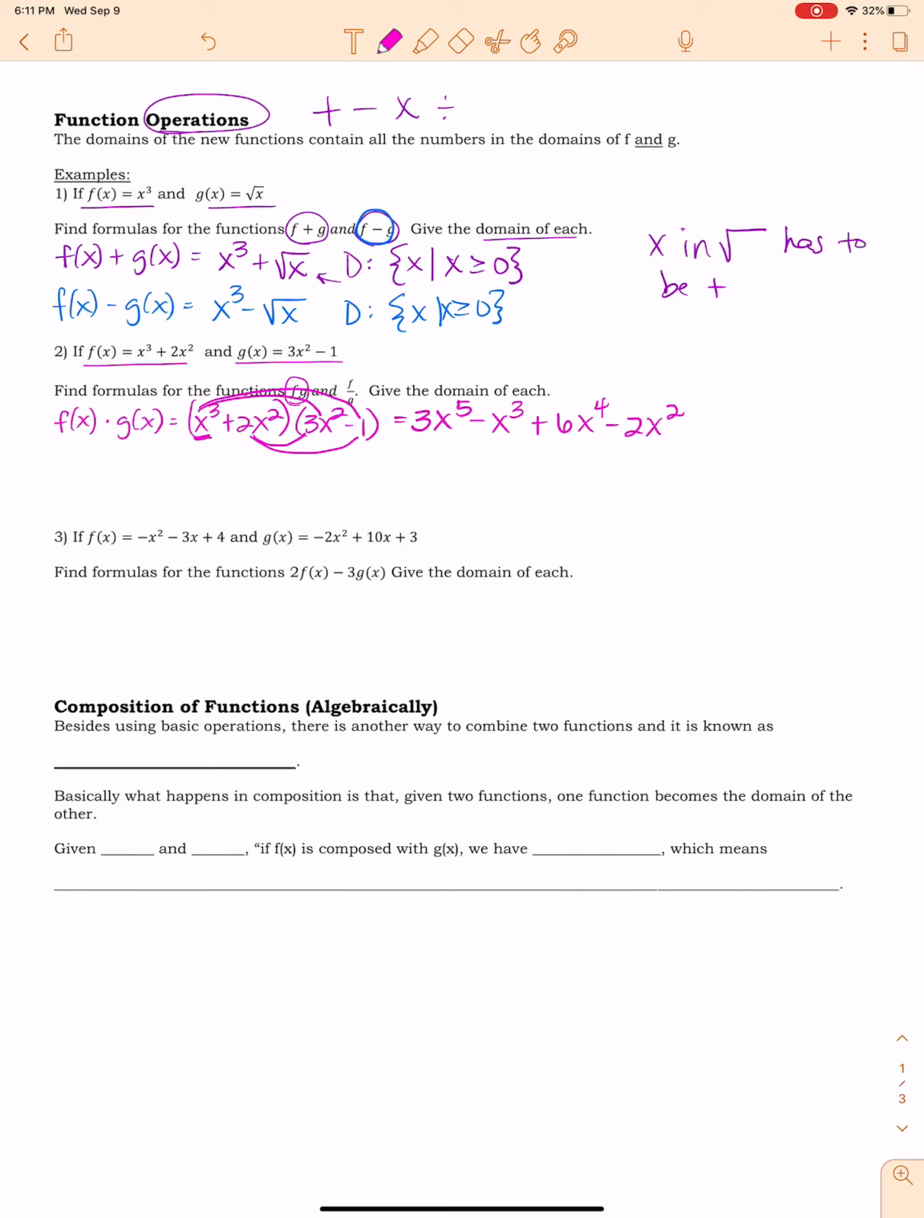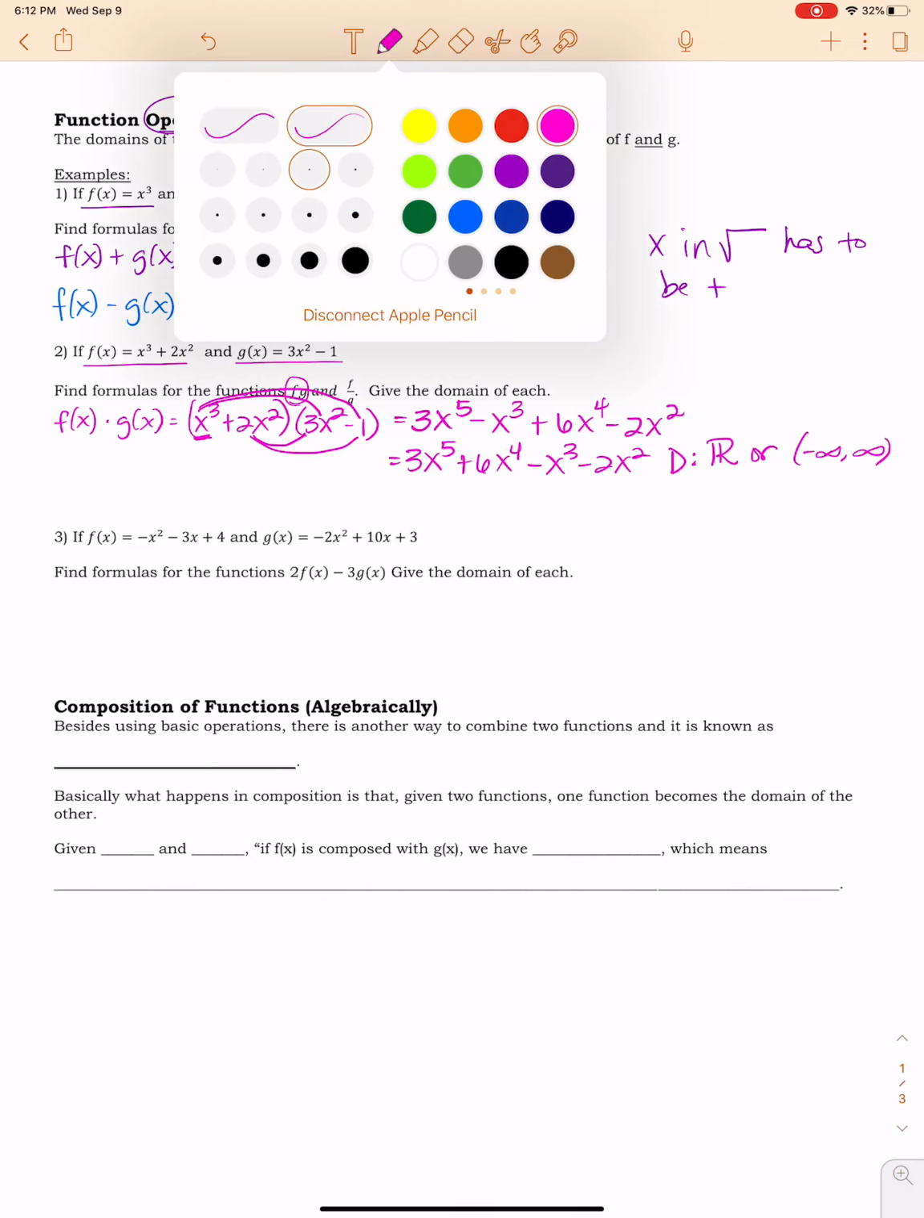Okay, so there's my solution. I'm going to go ahead and put this in descending order just because that's good math practice. So I'm just going to move this over. And we don't have any fractions, and we don't have a square root, so my domain would just be all real numbers, or you can write it in infinity, however you want to write that.